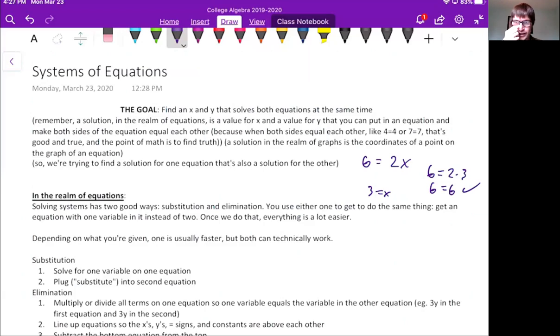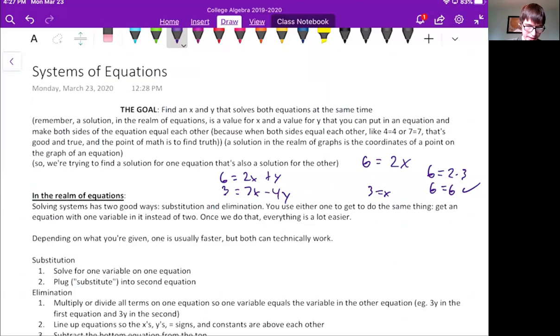And that's what we're trying to do here. So what we're going to be given is two equations, such as something like 6 equals 2x plus y, and 3 equals 7x minus 4y. And we need to find a value for x and y that makes both sides of both equations true at the same time. That's what we're trying to do here.